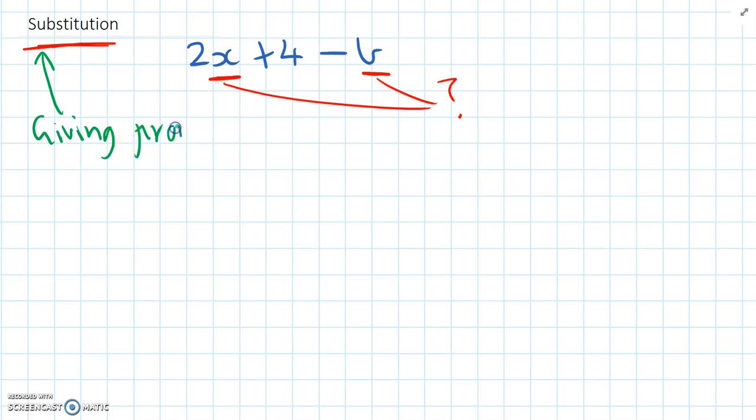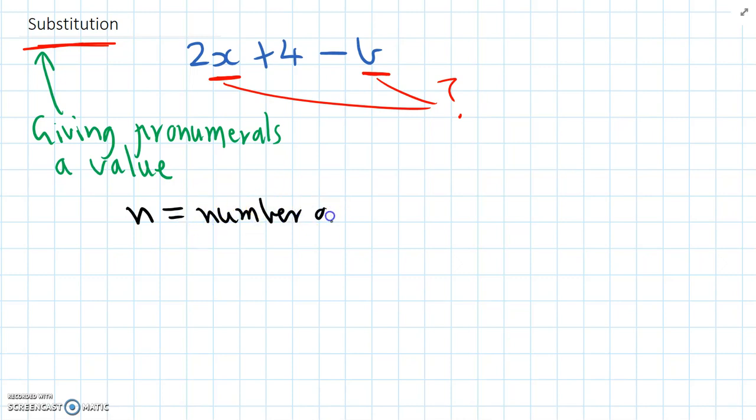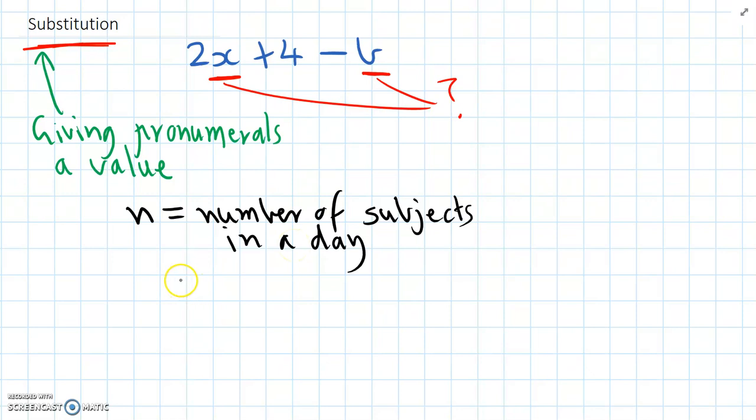So we're giving pronumerals or letters a value, giving them a number. So let's make up a new situation. Let's make a new pronumeral that's called n, and n equals the number of different subjects that you have during the day at school. The number of subjects in a day. And let's say we have an expression that says 3 times n take away 2.